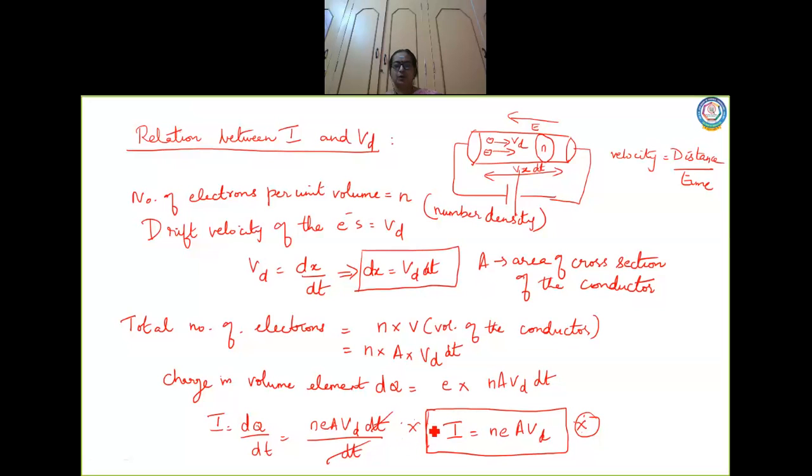This derivation relates current and drift velocity. Current is directly proportional to drift velocity. Greater the current, greater will be the value of drift velocity. Is it clear, children? Next, we are moving on to current density.